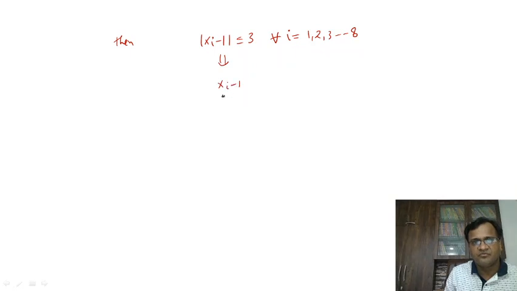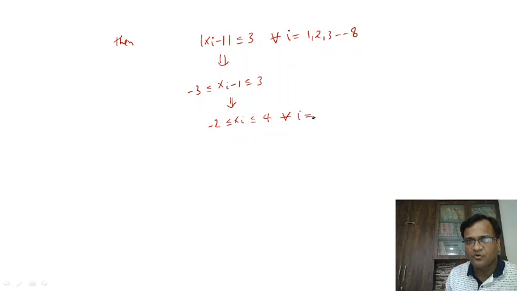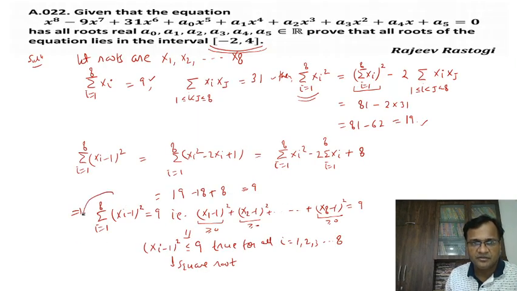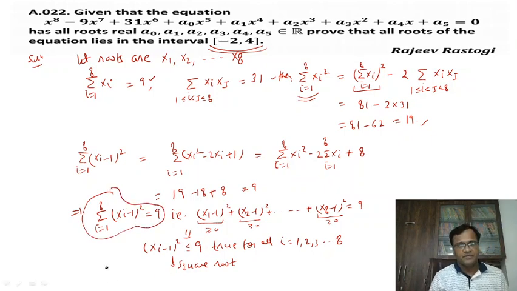Therefore, we can write xi minus 1 lies between minus 3 and 3. Add 1 to all the sides. So what we can write, xi is greater than or equal to minus 2 but less than or equal to 4, and this result holds true for all values of i varying from 1 to 8. So what we have proved, that x1, x2 up to x8, all the roots belong to the interval minus 2 to 4. Okay, so hence proved. This is actually the key idea which I have used to solve this problem. Okay, thanks for watching.